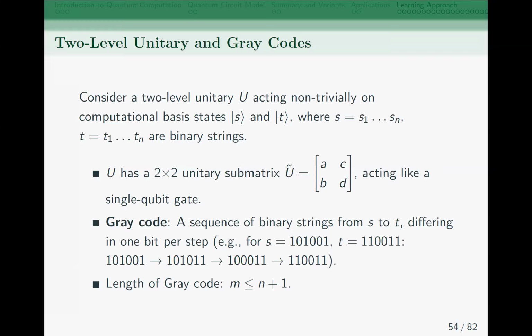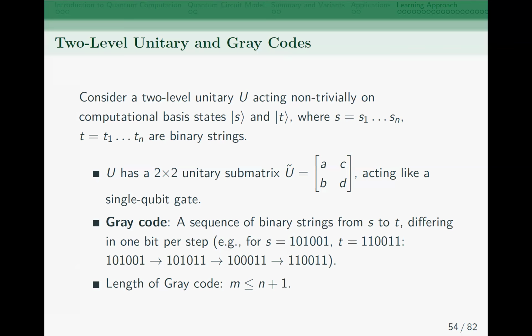So to prove this, we first need to use the so-called Gray codes. What is a Gray code? It is simple. I give you two binary strings: S, the source string, and T, the target. You can define a so-called Gray code, which is a set of binary strings going from S to T, but each time only changing one position. For example, let's say S is 1, 0, 1, 0, 0, 1, and T is 1, 1, 0, 0, 1, 1. You want to find a path from S to T, but each time you can only change one bit.